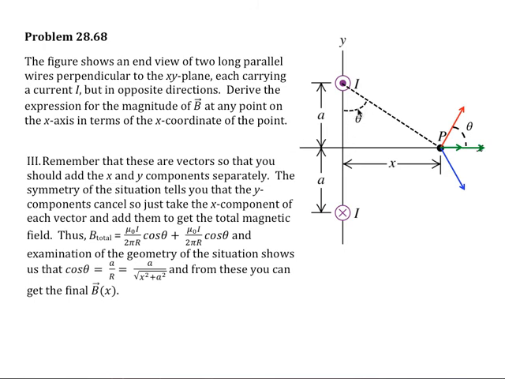The cosine of that angle theta is the adjacent side a divided by the hypotenuse, which happens to be r. You can write the hypotenuse as the square root of x squared plus a squared. So we know what r is in terms of x, and we know what cosine theta is in terms of x. We can plug these in and get the final B of x. The magnetic field points to the right anywhere along the x-axis, and this function has an x in it, so we'll see how the magnetic field varies with x.